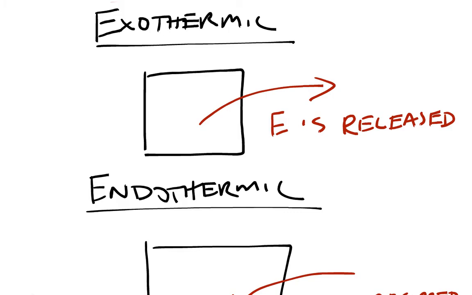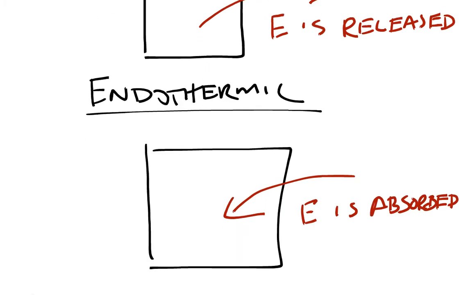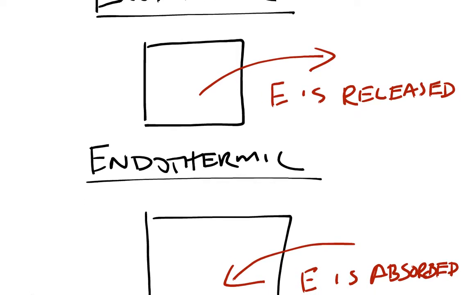Exothermic reactions or processes are when energy is released. Endothermic reactions or processes are when energy is absorbed. As you can see in these pictures, energy is starting from the system, which is this, and going outwards, whereas an endothermic reaction or process is the reverse.